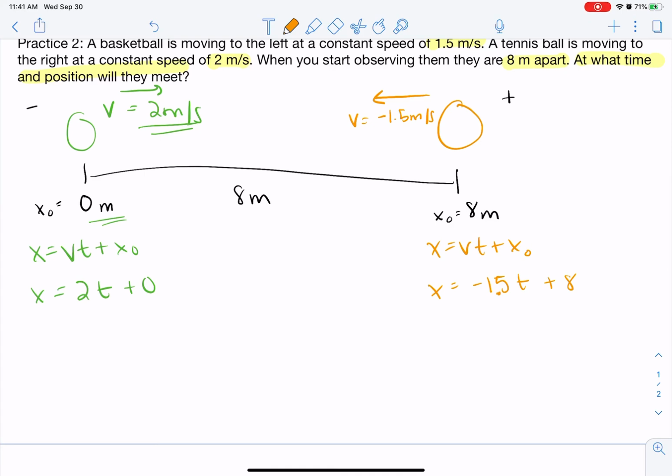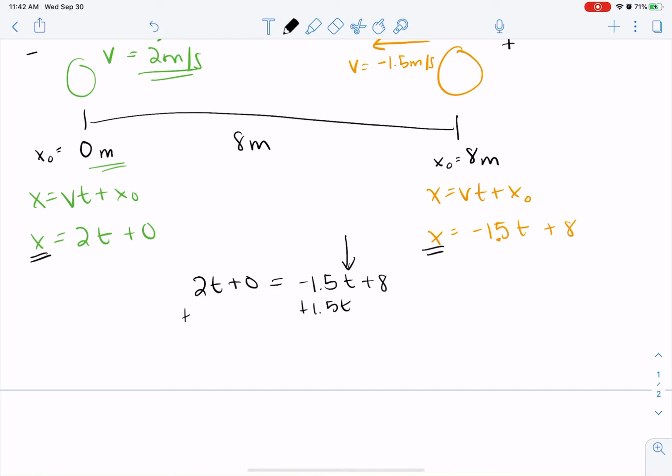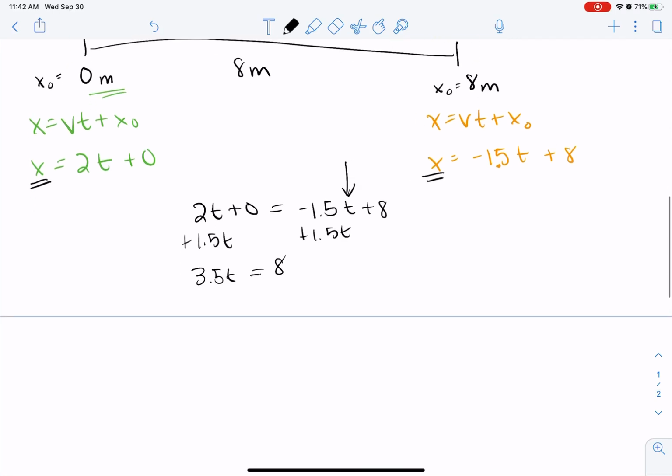So I want to find where they're meeting. So what we're going to do is we're going to set them equal to each other. I'm going to say this position has to be the same as this position when they meet. So I have to set them equal. So I'm going to say 2t plus 0 equals negative 1.5t plus 8, and I'm going to solve for t. So I want to get the t's on one side, so I'm going to add 1.5t on both sides. That gives me, combining like terms, 3.5t, that's 0, I'm going to just not write it, equals 8. I still need to get t by itself, so I divide by 3.5 and put that in a calculator.